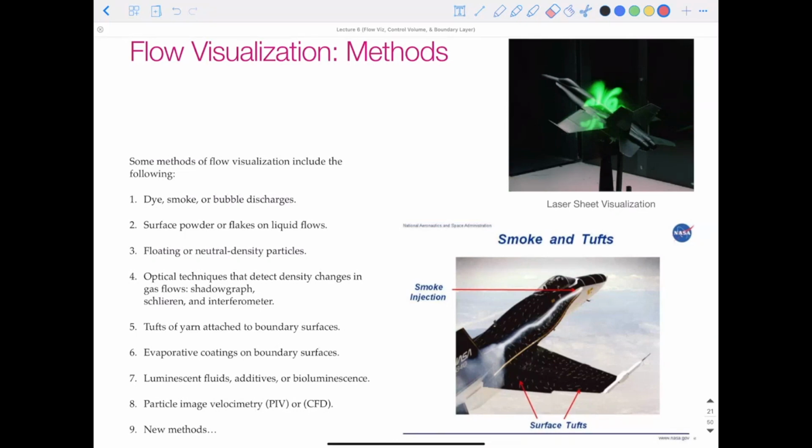We could put evaporative coatings on boundary surfaces or luminescent fluids, and that was like the Formula One car that we saw in the picture above. We could use particle image velocimetry or computational methods where we can simulate particles flowing over a body, or even new methods that we don't even know of yet.